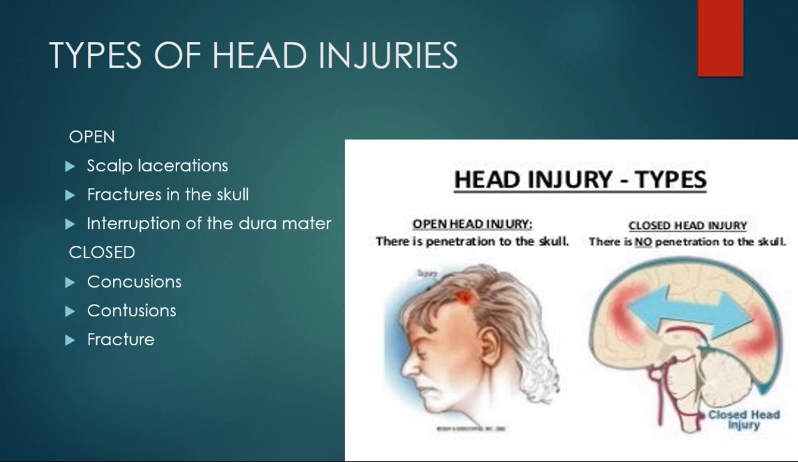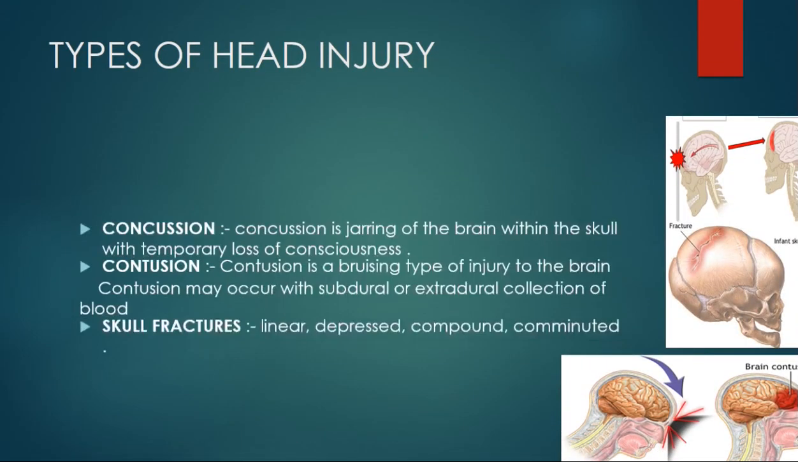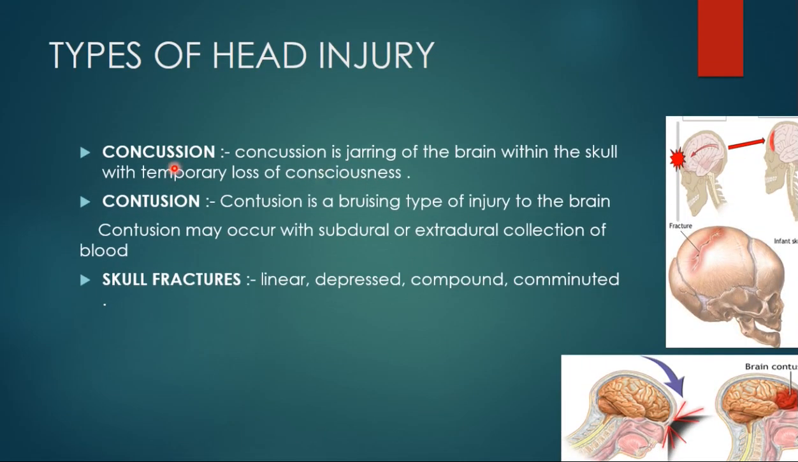Let's discuss what they are. Concussion is also called mild traumatic brain injury. The concussion is jarring of the brain. Jarring means violent shaking of the brain within the skull with a temporary loss of consciousness.